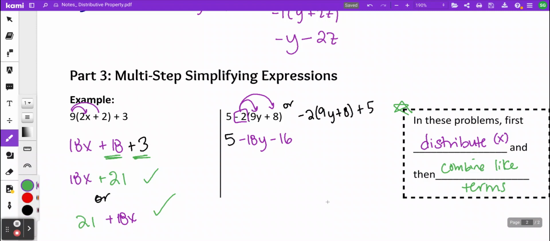After this, I'm going to combine like terms. So again, I've got numbers I can combine. I've got a 5 and a negative 16. 5 minus 16 is negative 11. Got a different sign, so you're subtracting. Keep the sign of the bigger number. And then I'm copying down my negative 18y.